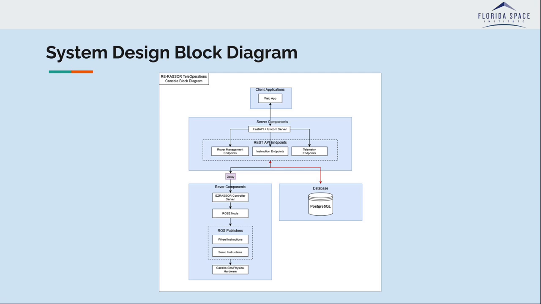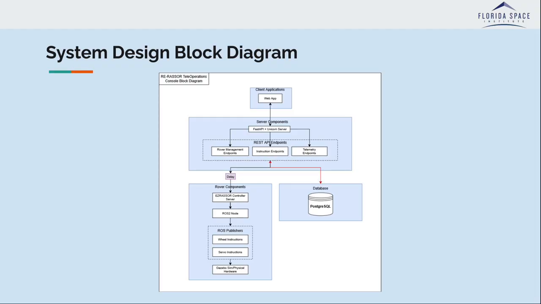This is the system design block diagram for our ReRazor Teleoperations console. So we start off with the client application, in our case, a web app. This communicates to our Python server running FastAPI and Uvicorn. We have three types of endpoints: the rover management endpoints, instruction endpoints, and telemetry endpoints. These, depending, communicate to the database, and they also communicate to the rover on a delay.